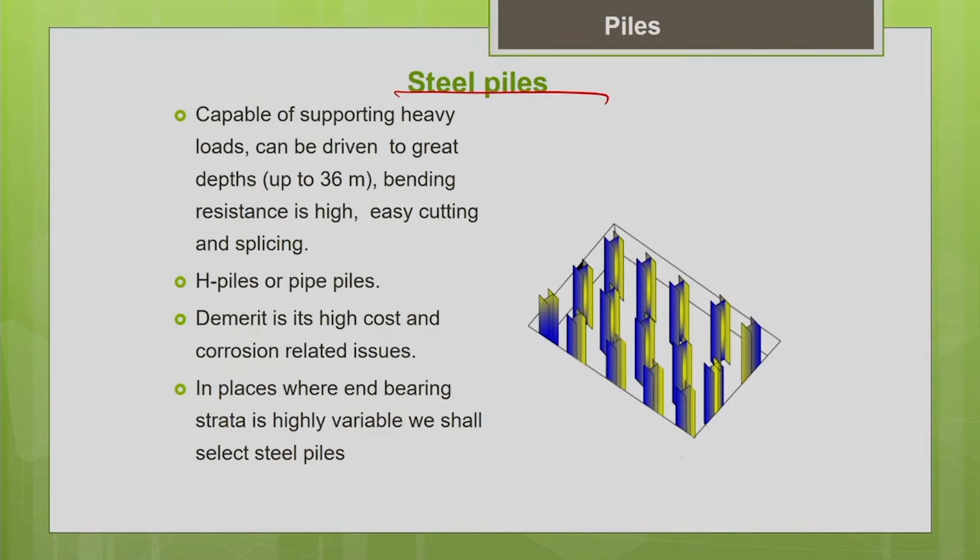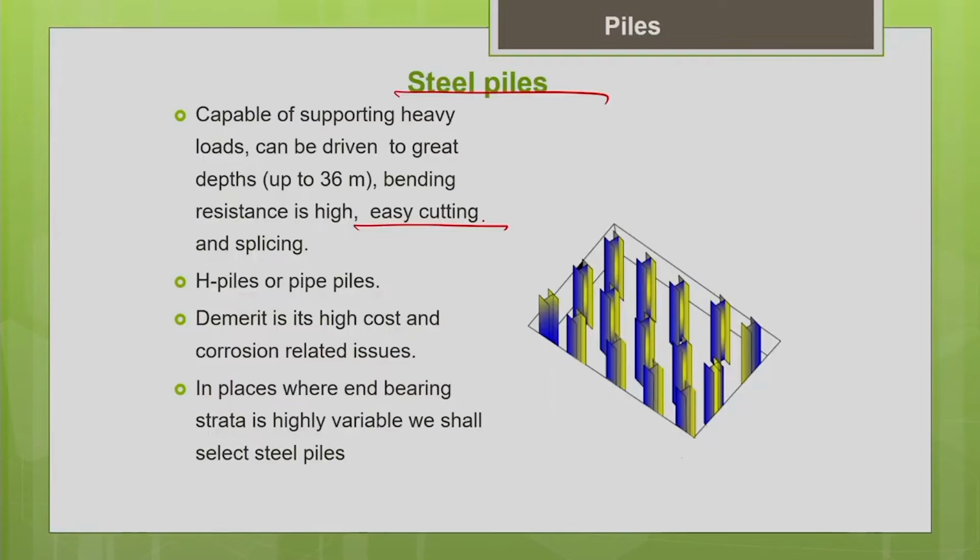The main advantage of steel piles is that their load bearing capacity is significantly high when compared to concrete piles, particularly the unit load bearing capacity, which is very high, and they have very good bending resistance. That is why you can go for very great depths, even more than 30-35 meters, with steel piles. So they are very commonly used in the marine environment where you need greater depths.